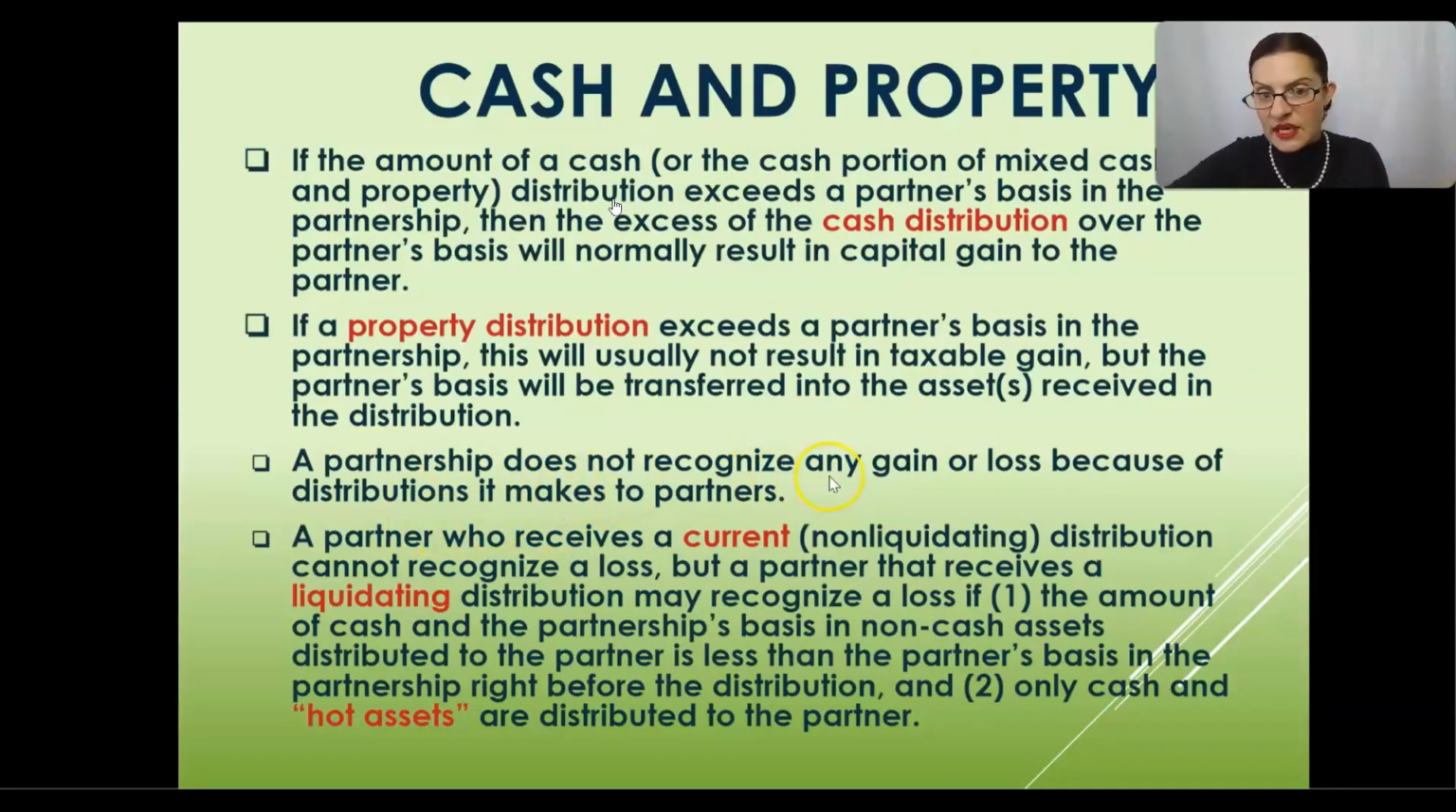A partnership does not recognize any gain or loss because of distributions that it makes to partners. A partner who receives a current non-liquidating distribution cannot recognize a loss. This is assuming that the partner is receiving a distribution, but they're continuing on in the partnership. They're not leaving the partnership. It's a current distribution. It's non-liquidating. You can't recognize a loss. But a partner that receives a liquidating distribution may recognize a loss if, number one, the amount of cash and the partnership's basis in non-cash assets distributed to the partner is less than the partner's basis in the partnership right before the distribution, and two, only cash and hot assets are distributed to the partner.